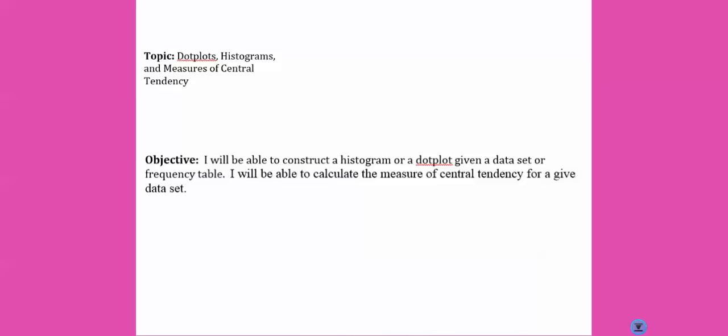Today we're going to be learning about dot plots, histograms, and measures of central tendency. Our objective is we will be able to construct a histogram or a dot plot given a data set or a frequency table, and we will be able to calculate the measures of central tendency for a given data set.